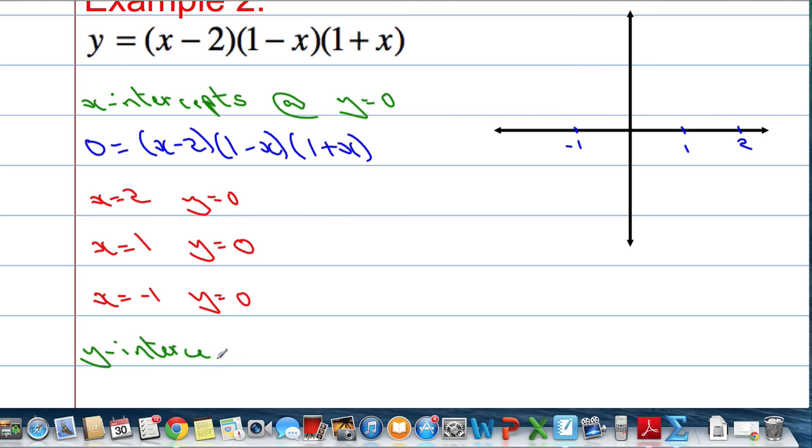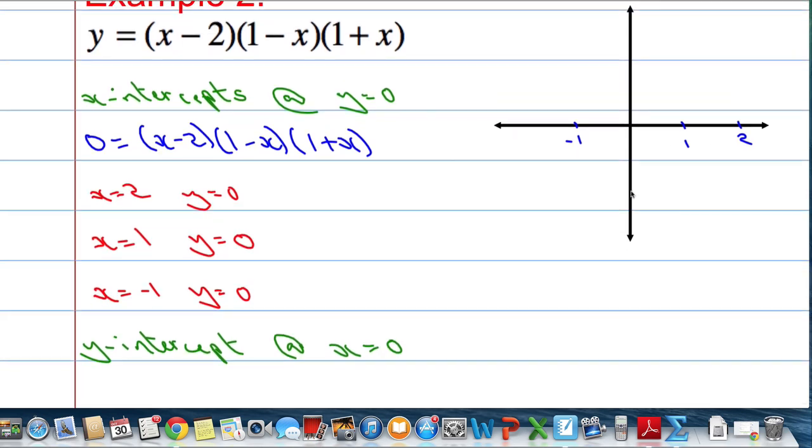So where does it cut the y-axis? Well, that happens when x equals 0. So go back to the original equation, or original function if you will, and substitute x equal to 0 in. So y would equal 0 subtract 2 times 1 subtract 0 times 1 plus 0. And when we work that out, negative 2 times 1 is negative 2, and times that by 1 is also negative 2. So we get a value down here, negative 2.